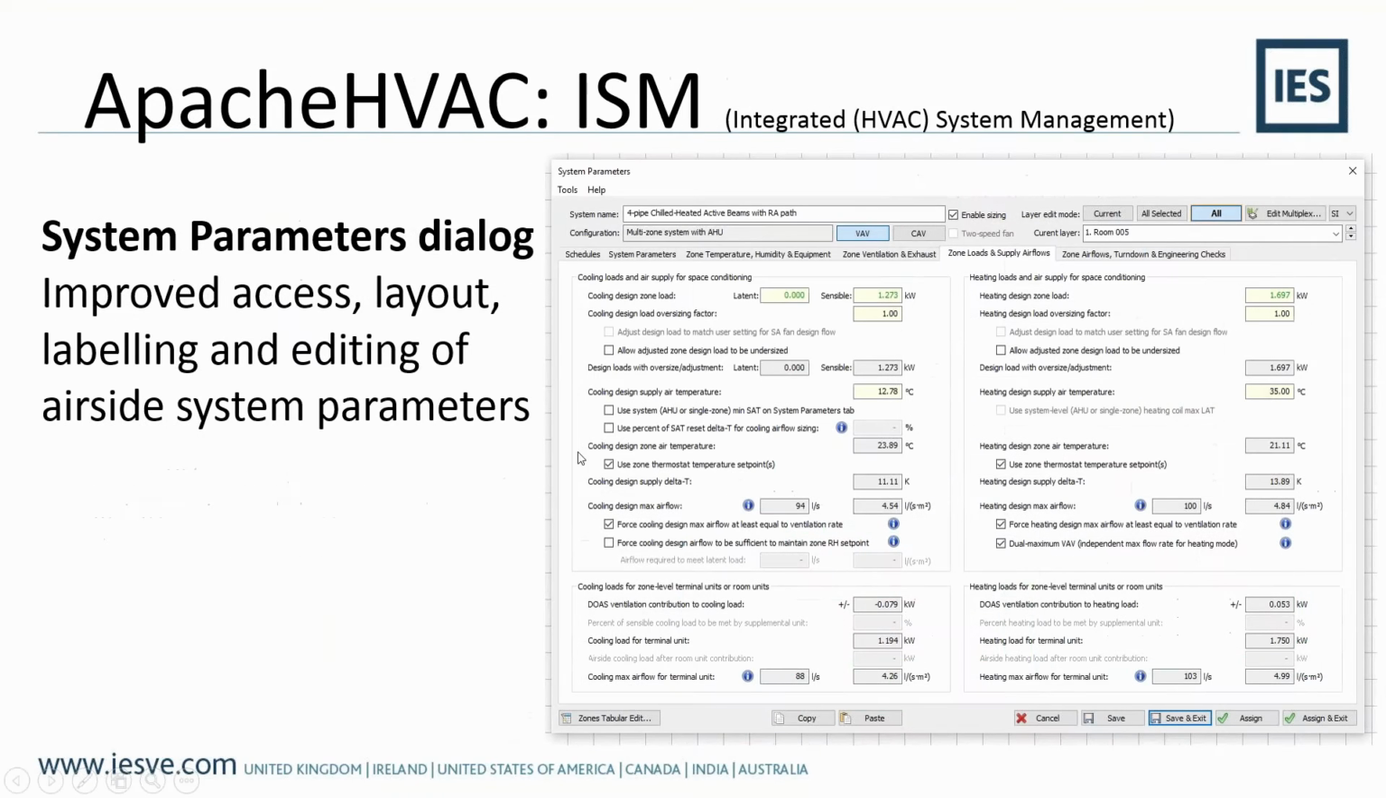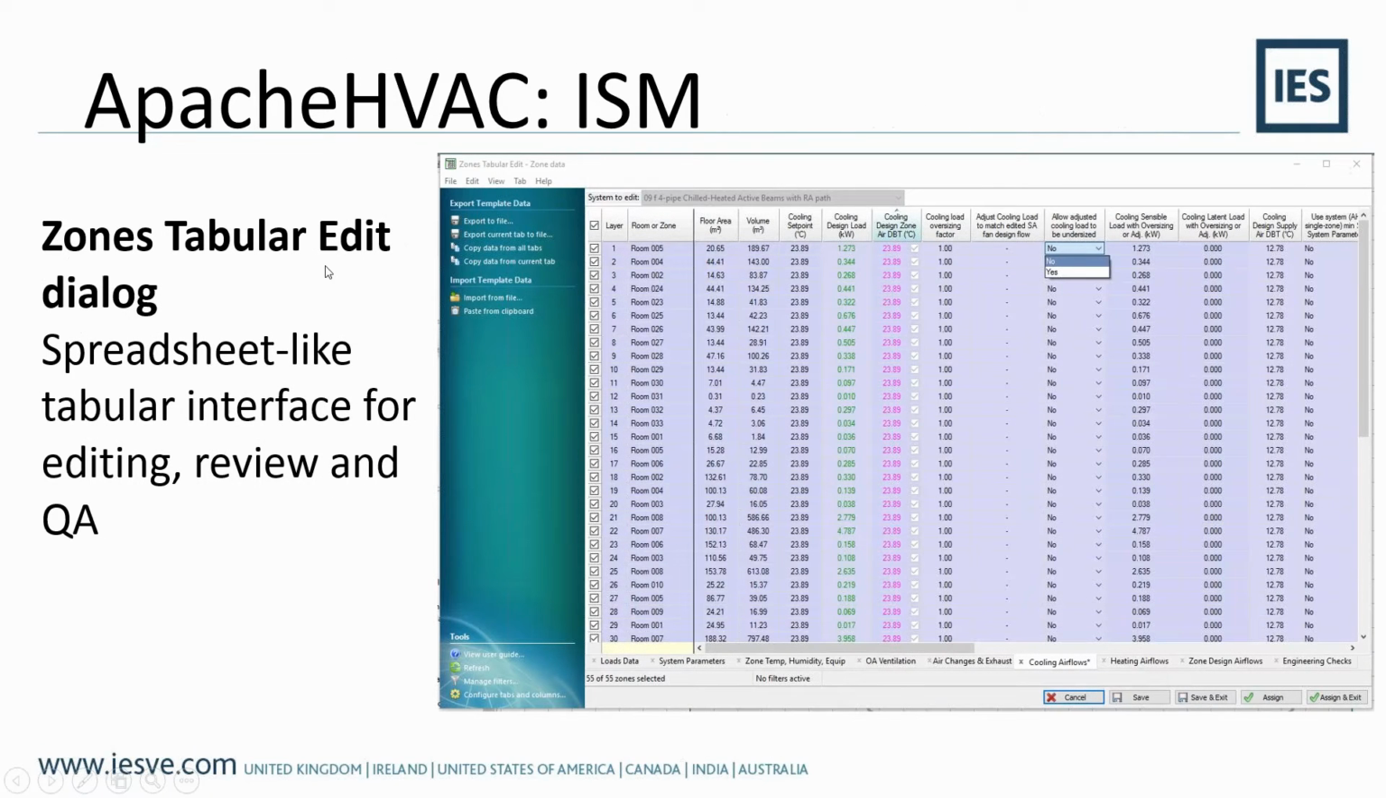Something else that we've added in now is we've made a good few changes in Apache HVAC. We've added in a new systems parameters dialog, which adds improved access, layout, labeling, and editing of airside system parameters. This falls under the integrated system management, and what this really replaces is the old spreadsheets and the old simple ISM interface. And we've also added in the Zones tabular edit dialog, which is a spreadsheet-like tabular interface for editing, reviewing, and quality assurance of your project.